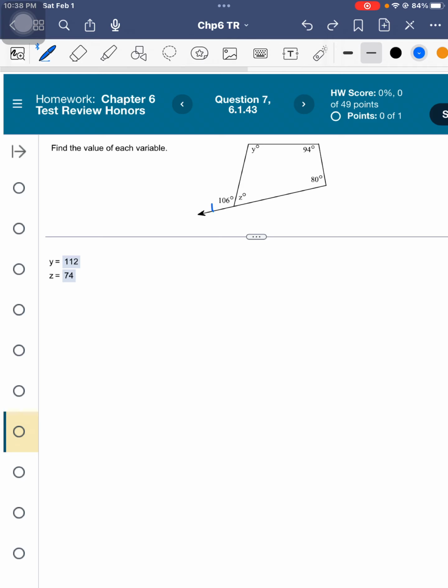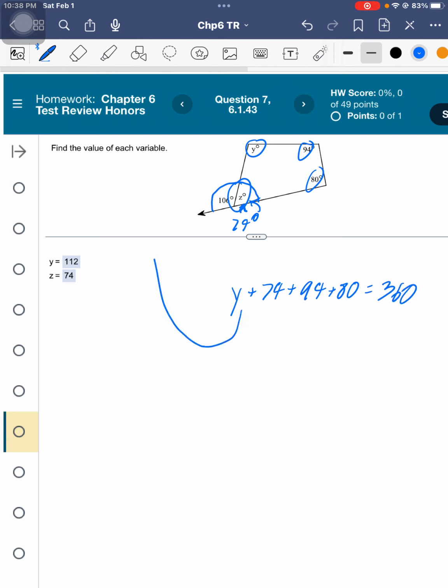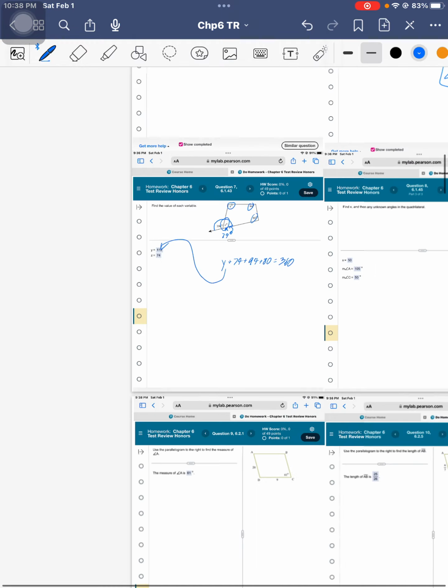So I'm going to use the linear pair theorem right here to give me the answer of z, which is 74. So now if this is 74, now I can add up all of these together to give me 360. So y plus 74 plus 94 plus 80 equals 360. And if we do all that math, our y will give us 112.